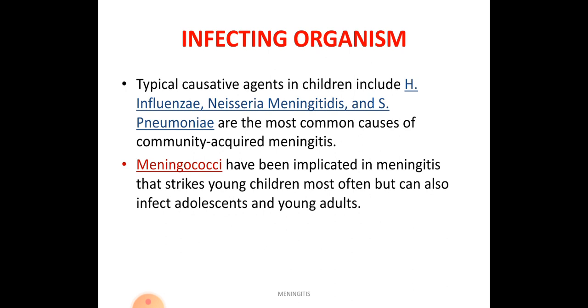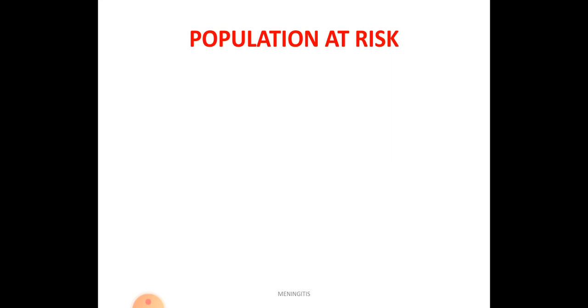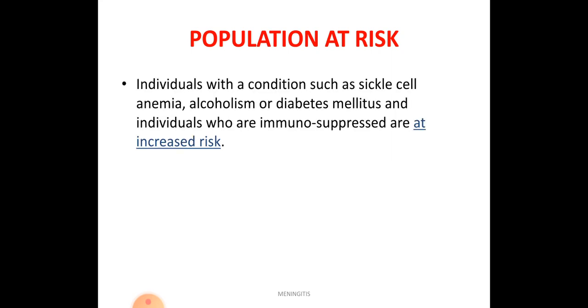If we think of young children, and sometimes also adolescents and young adults, meningococci are most commonly found to cause meningitis. Now, population at risk. Individuals suffering from sickle cell anemia or with an addiction to alcohol, or with a confirmed diagnosis of diabetes mellitus, especially when it is not under control, and any individual with a depressed or underactive immune system, are at more risk of developing this meningitis condition.